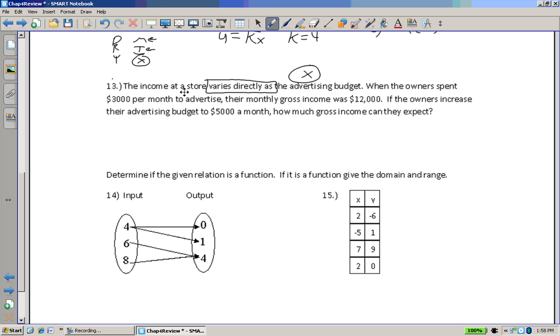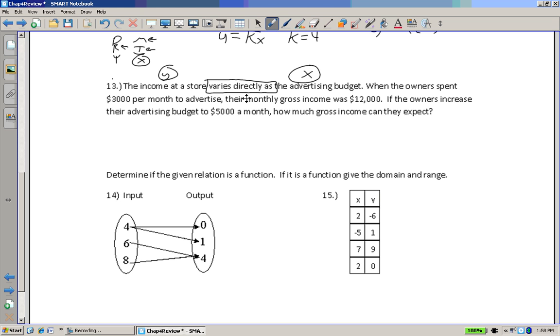Now, the income at the store, that's going to depend on how much we advertise. If we advertise a lot, we'll get more income. If we don't advertise as much, we won't get as much income. And so this responds to my x. So this is my y variable. So that tie between the science and the math, that DRY MIX, is very important in these direct variation types of problems.